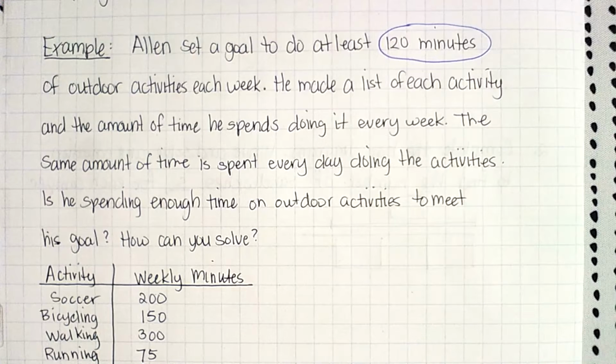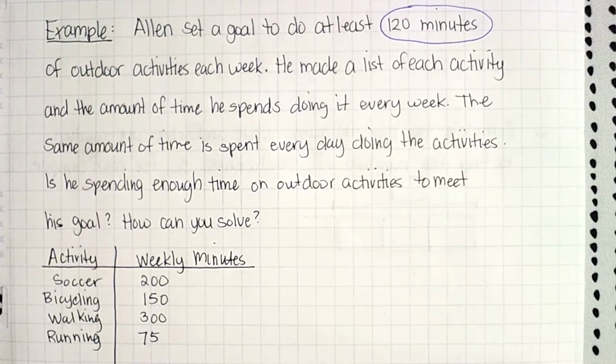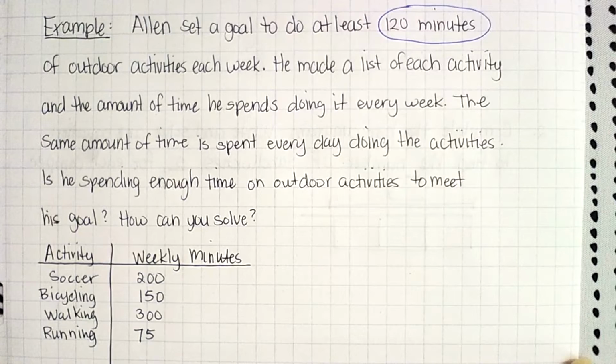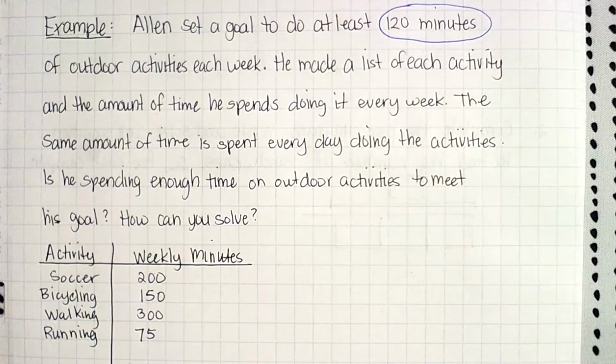My example question says, Alan set a goal to do at least 120 minutes of outdoor activities each week. He made a list of each activity and the amount of time he spends doing it every week. The same amount of time is spent every day doing the activities. Is he spending enough time on outdoor activities to meet his goal? How can you solve? So let's annotate.